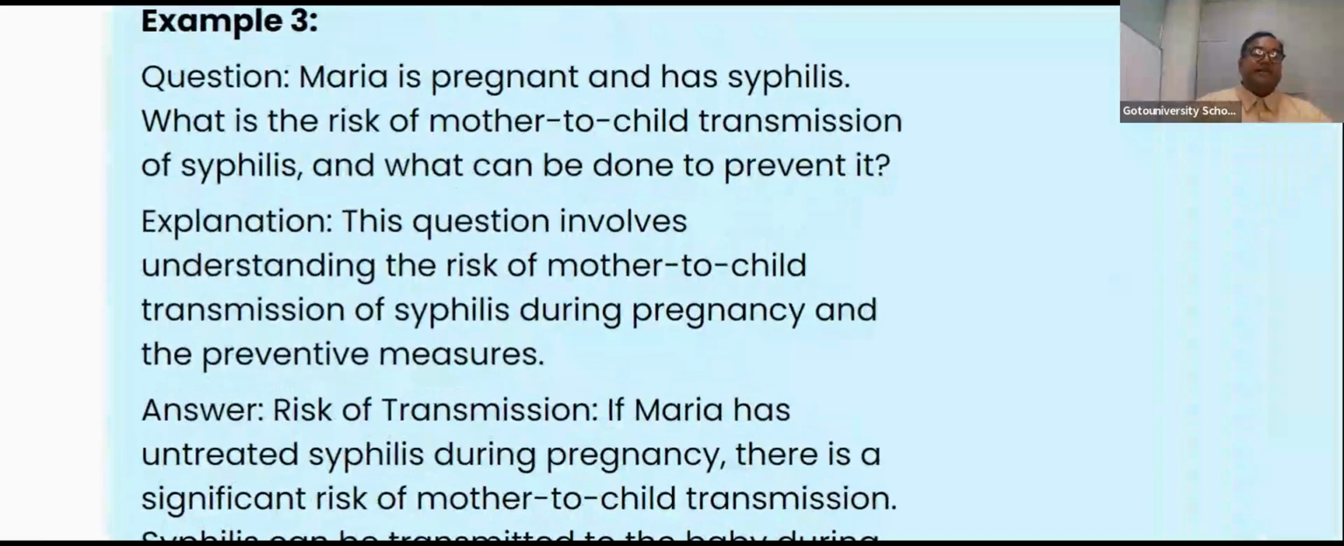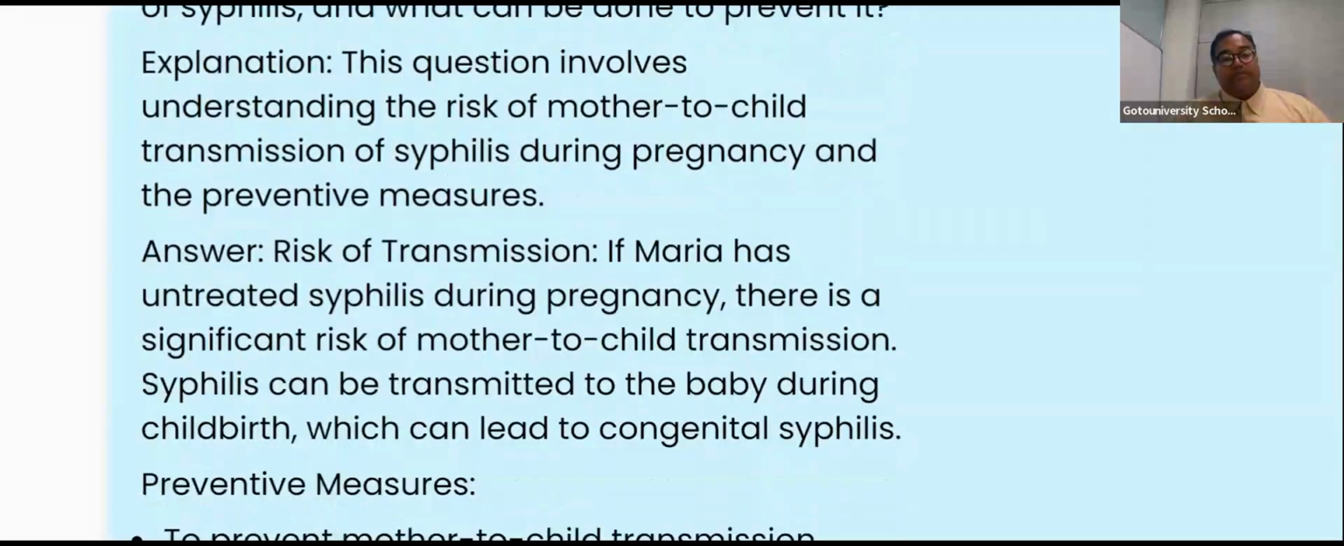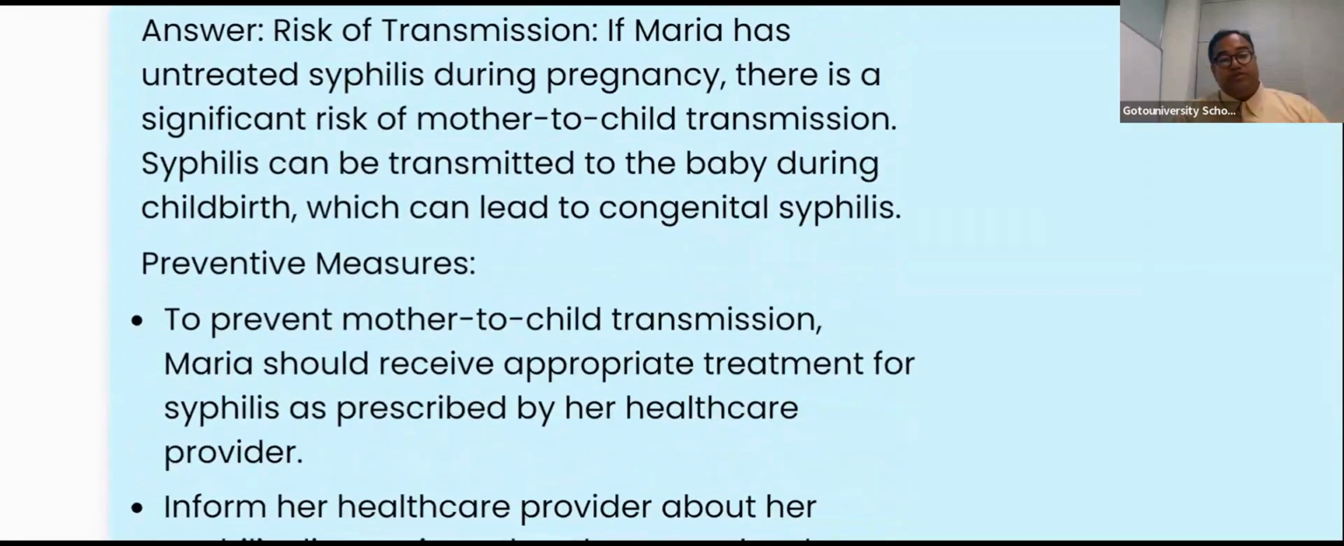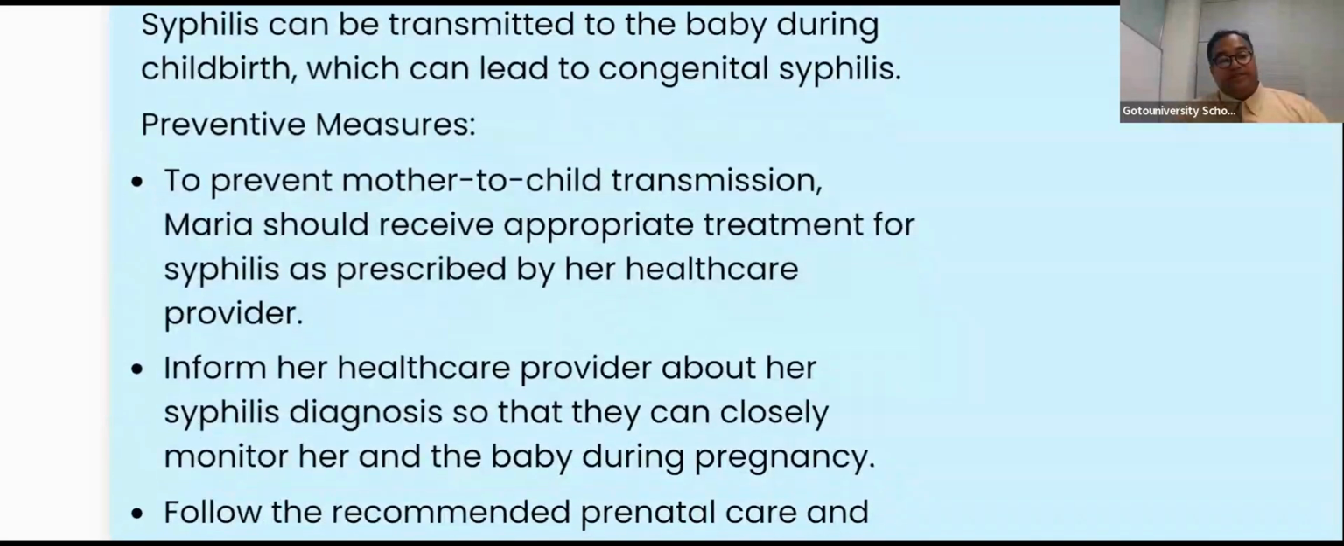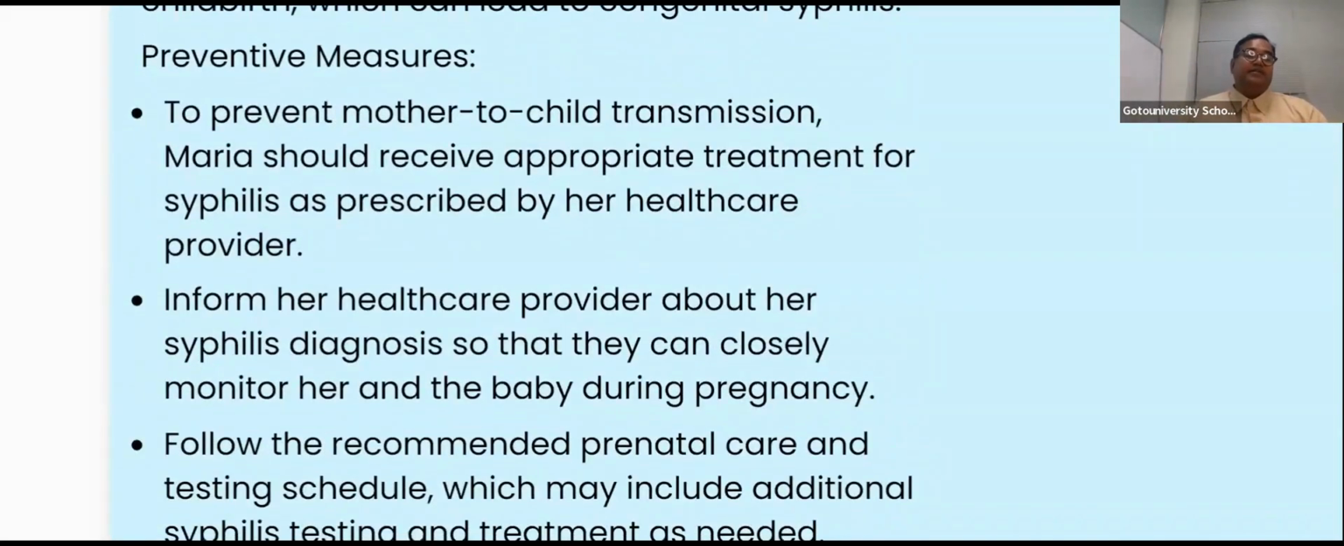Maria is pregnant and has syphilis. What is the risk of mother to child transmission of syphilis, and what can be done to prevent it? Of course, here the syphilis treatment will be done and it will be cured, and we can stop the entry of the syphilis causing microorganism, which is not given in the CBSE textbook. But I am repeating, the microorganism name is Treponema pallidum, which spreads very fast with the help of dead cells existing in the urogenital tract of the male as well as the female.